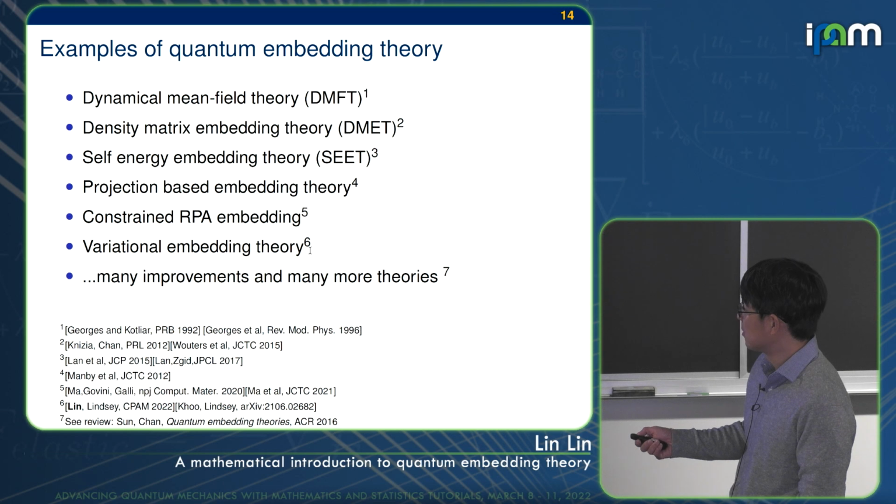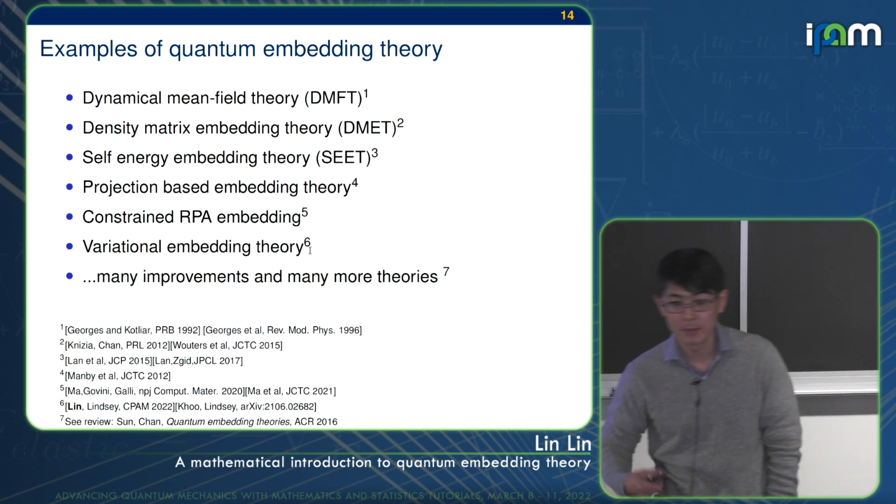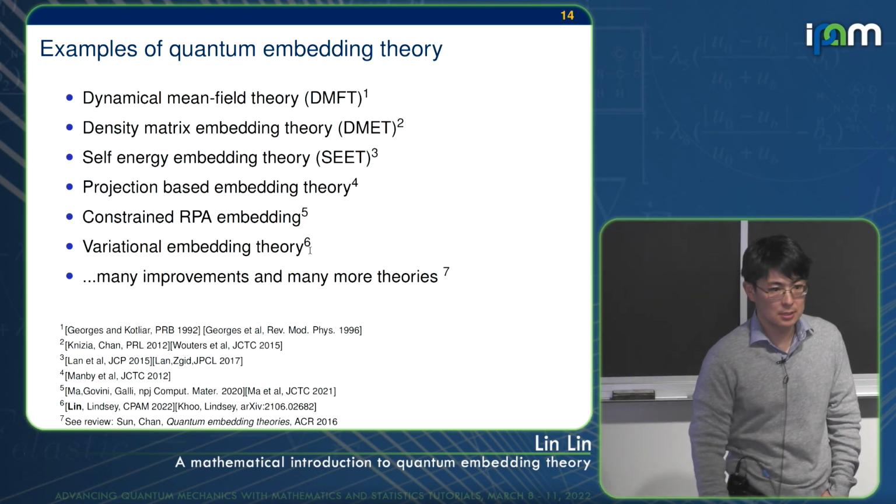And there are many more improvements and many more theories that are summarized in this review paper by Sun and Chan, just called Quantum Embedding Theories, in Accounts of Chemical Research in 2016. Of course, there have been many more developments since then in the past 6 years.